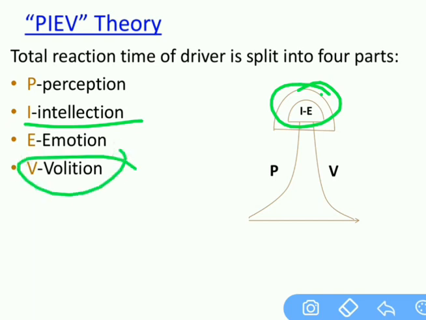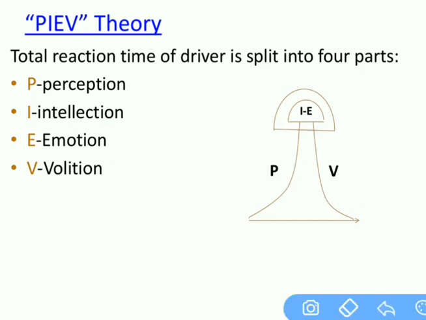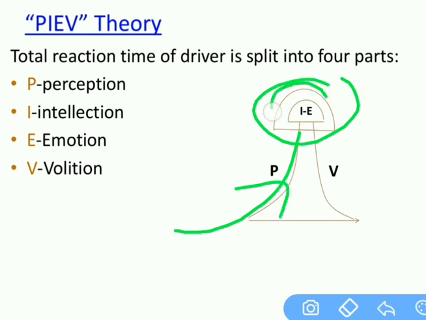Next, volition. Emotion is also the output, right? Here volition is the brake time, the time to apply the brake, right? How much time is required to apply the brake, that is the volition, right? Look here, simple. This is the brain. First we have to perceive, right? Next we have to think, that is intellection. Next we have to tell the output, that is emotion, right? Next, volition means how much time is required to apply the brakes. Clear?